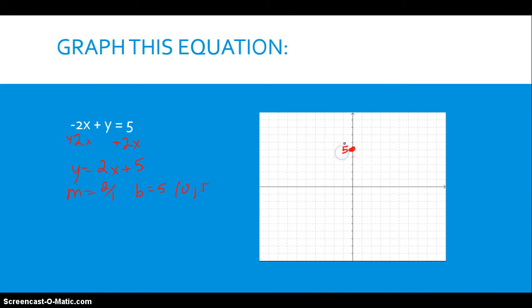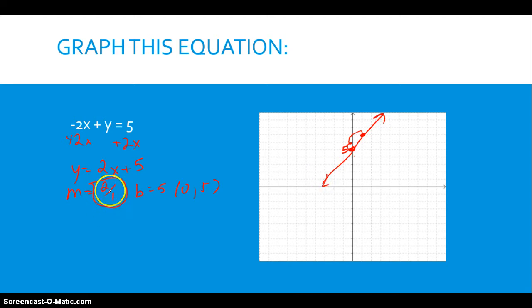Here's the 5. So now look at my m. It's 2 over 1. It's positive, so I know my line will be going in this direction here. So I'm going to go up 2. I'm going to rise 2. And I'm going to go over 1. And there's my point right there. And then there's my line.